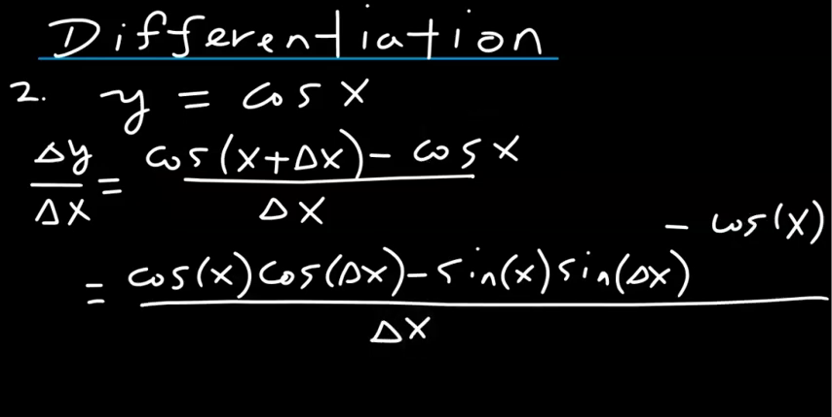Next, let's evaluate this ratio as delta x tends to 0. When that happens, let's look at this term.